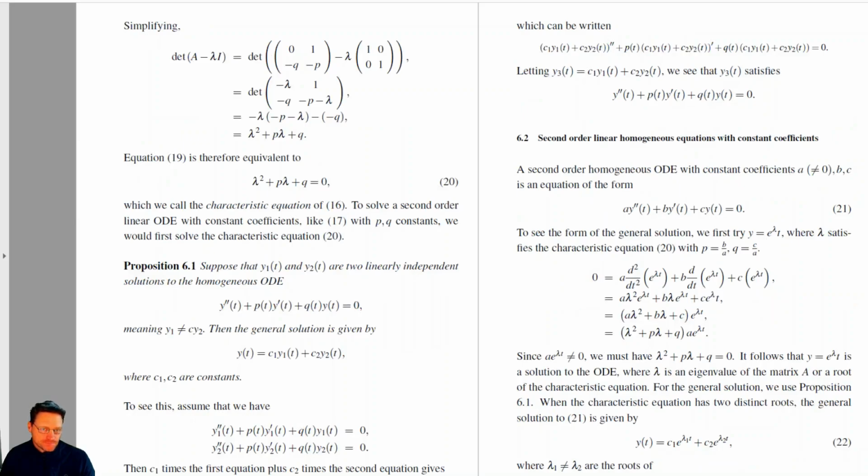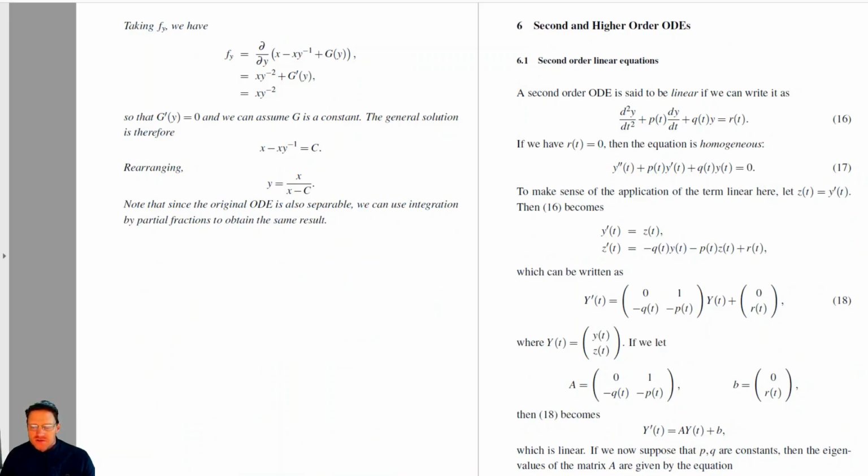Okay, so taking the eigenvalues of that matrix A in the case that p and q are constant and simplifying that, this is how we would calculate this. Here we have the matrix A, and then here's minus lambda I. Okay, we add those two together, and we're taking the determinant of minus lambda, 1, minus q, and then minus p minus lambda. So that gives us a quadratic equation. Remember, we multiply the diagonal elements and take away the product of the off-diagonal elements. And so from that we get lambda squared plus p lambda plus q equal to 0, because we were taking the determinant of this matrix equal to 0.